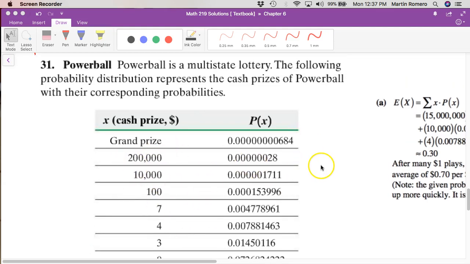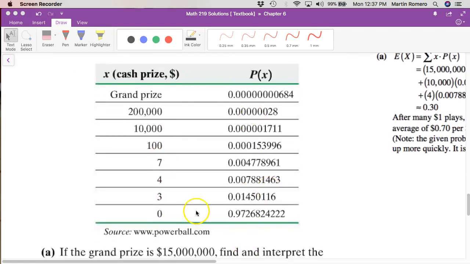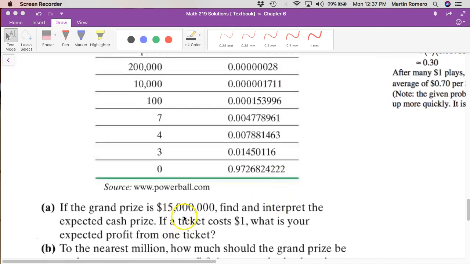So here's a situation. We'd have to look up the current values, but if you play Powerball, the probability you're going to win is 0.00000, like not going to happen. The probabilities of winning 200,000, 10,000, 100, $7, 4, 3, and 0 are here. You can see the probability of winning 0 is 97%. So that's going to happen more than you winning any value, even $3. It's only 1.4, 1.5%. So if the grand prize is 15 million, find and interpret the expected cash prize. If a ticket costs $1, what is your expected profit from your ticket?